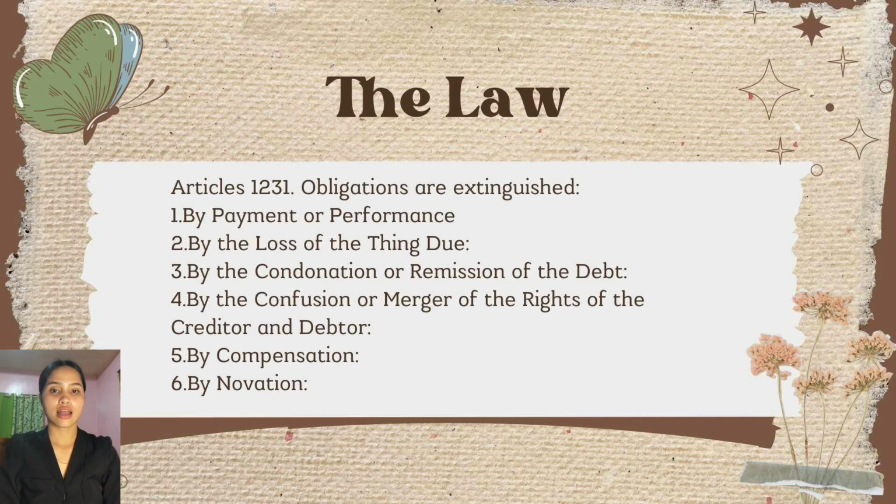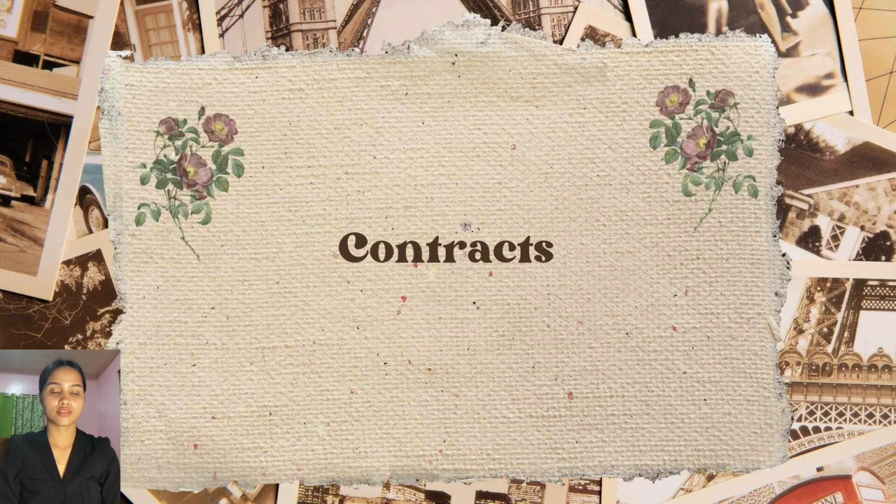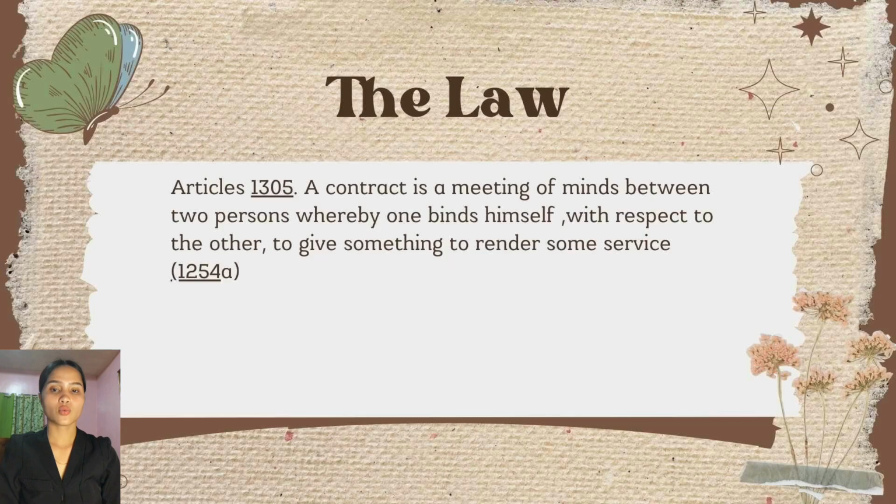Now let's tackle contracts. Article 1305. A contract is a meeting of minds between two persons whereby one binds himself, with respect to the other, to give something or to render some service.